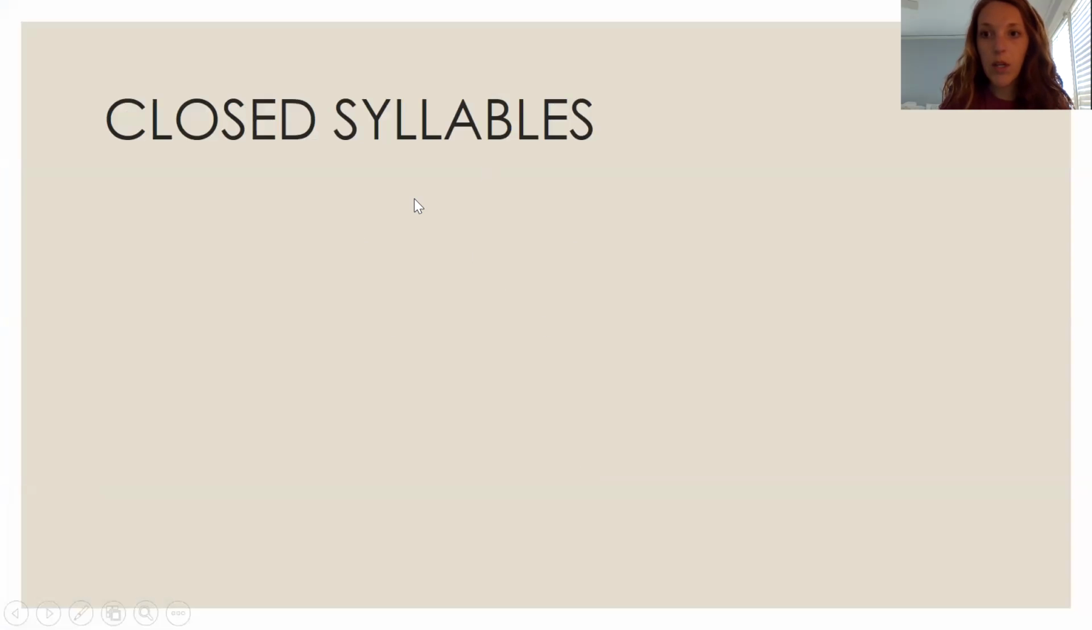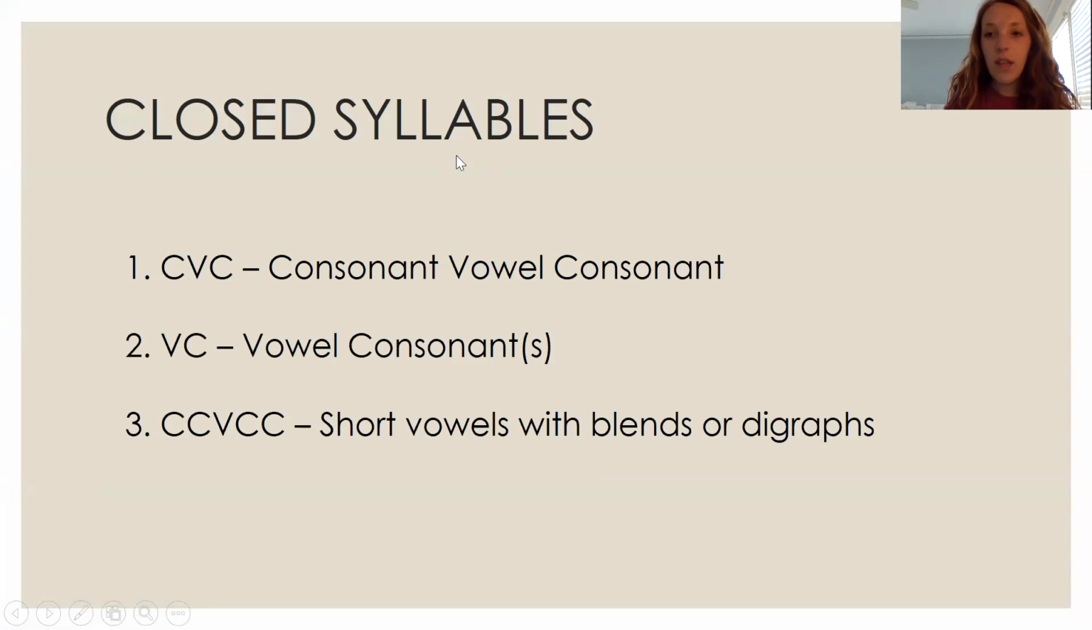So first, let me talk about what closed syllables are. Closed syllables are syllables where it's really important that we know what our vowels are. Our vowels are A, E, I, O, U, right? Sometimes Y, but right now we're going to focus on A, E, I, O, U. So vowels are important. There is always one of those in every syllable.